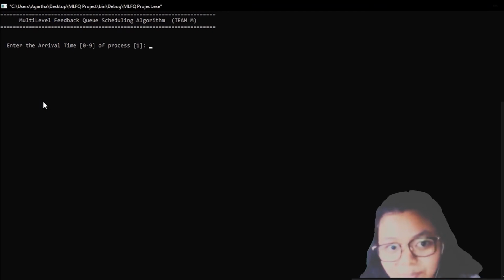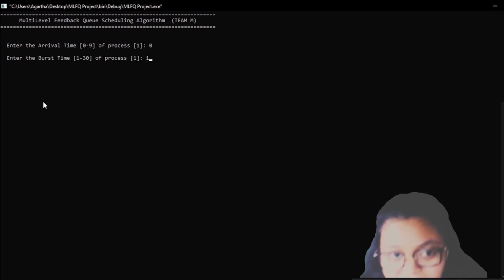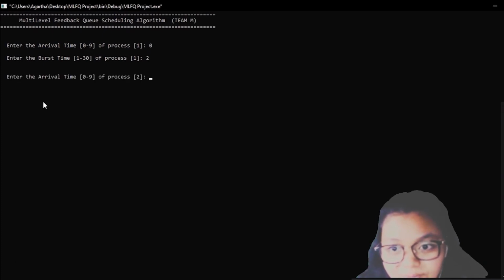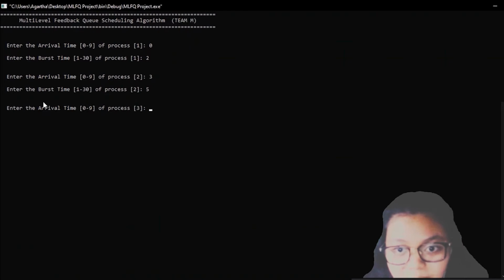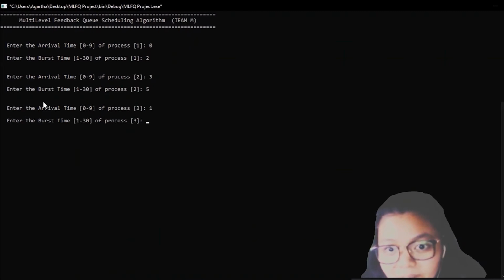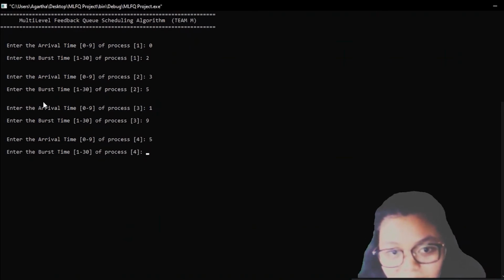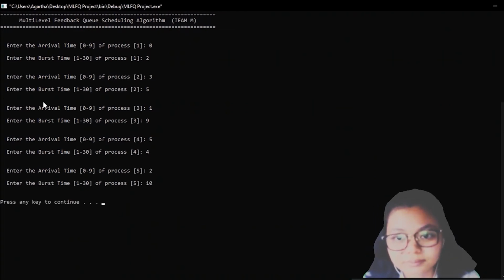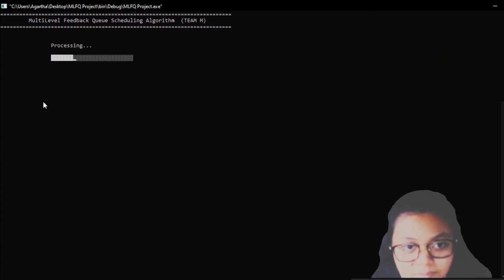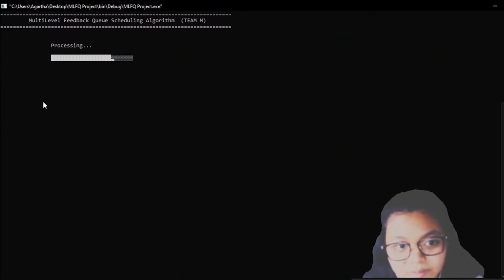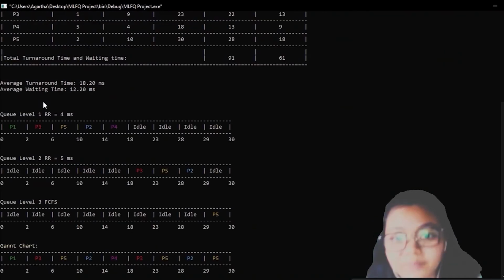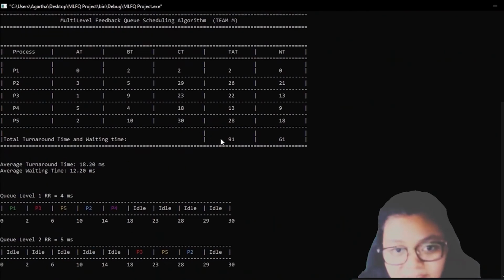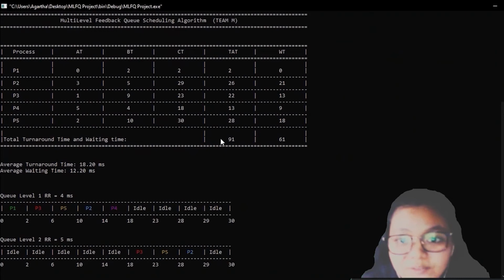So in arrival time 0, burst time 2; arrival time 3, burst time 5; arrival time 1, burst time 9; arrival time 5, burst time 4; arrival time 2, burst time 10. So the process is now complete. The second data shows all processes sorted by their arrival time to know which processes must be executed first.